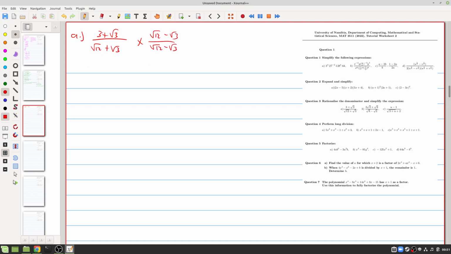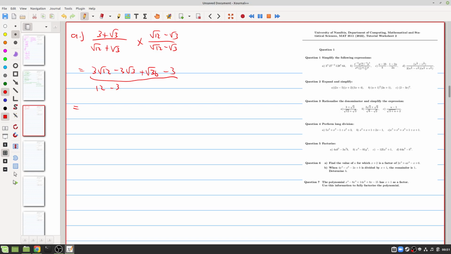Okay, so multiplying the tops, 3 times square root 12 is 3 square root 12. 3 times negative root 3 is negative 3 root 3. Square root 3 times square root 12 is square root 36. And then square root 3 times negative square root 3 is negative 3. At the bottom, square root 12 times square root 12 is 12. And then the middle terms will cancel out as we know. And then square root 3 times negative square root 3 is negative 3. Okay, at the top, collect our like terms.